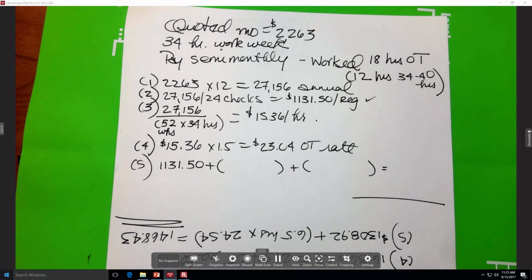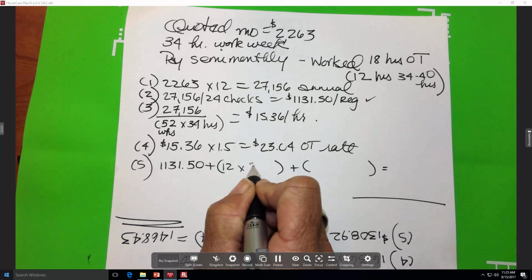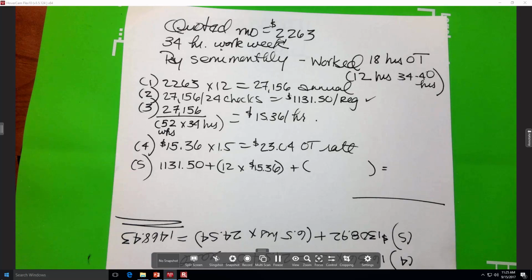Okay, so first off, I get the regular gross from number 2. Donna, what goes in this first set of parentheses? What times what? Yeah. I get paid an additional 12 hours at my regular rate, right? $15.36.